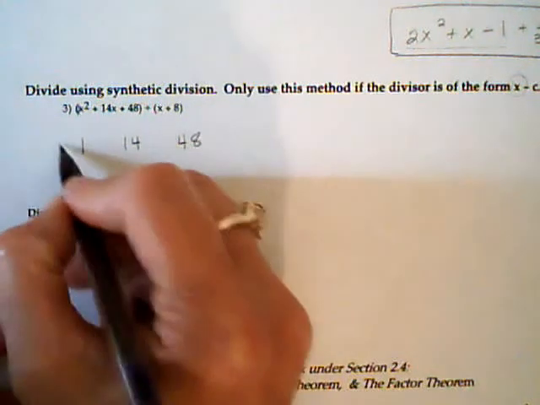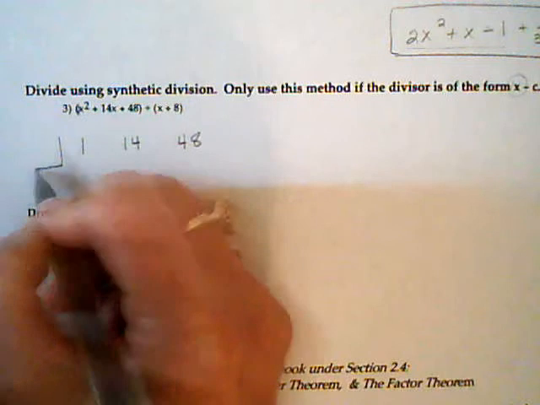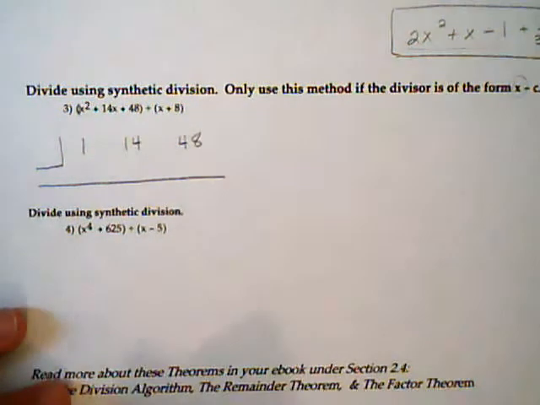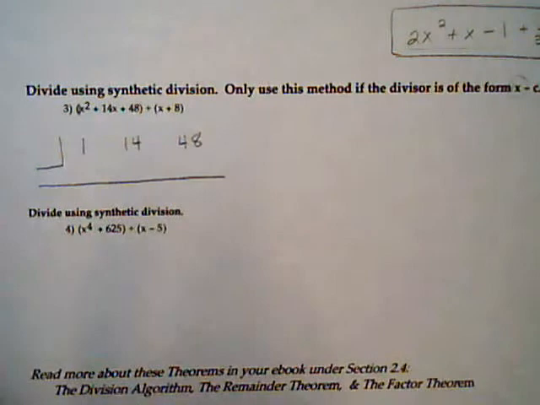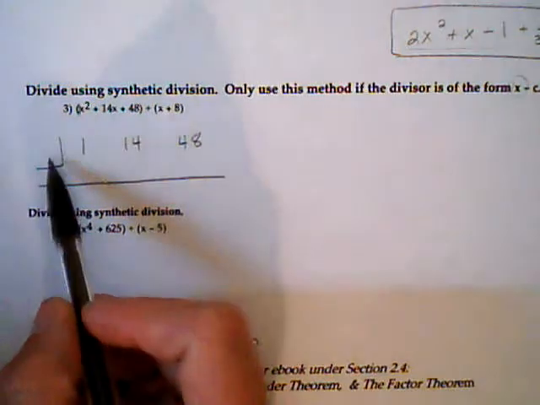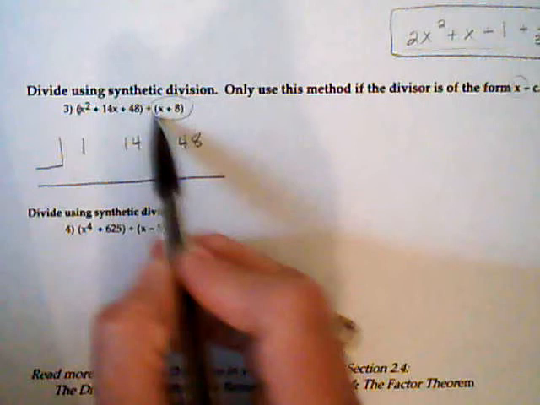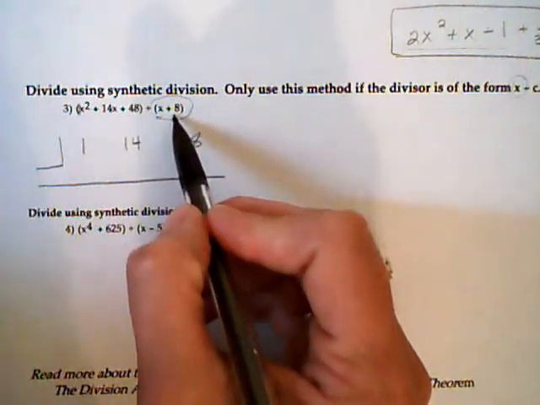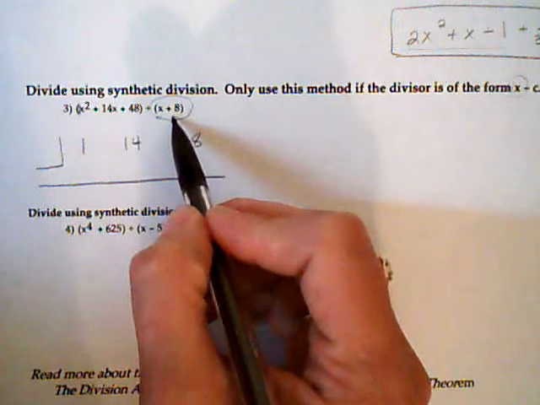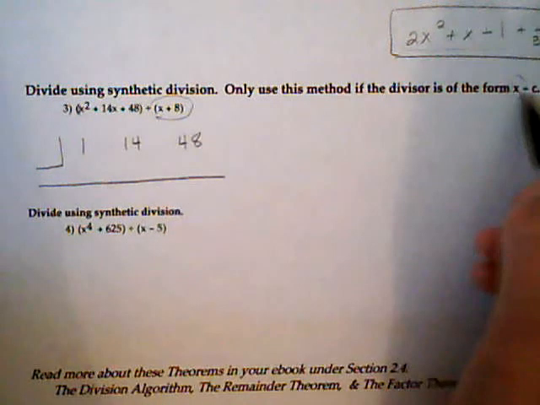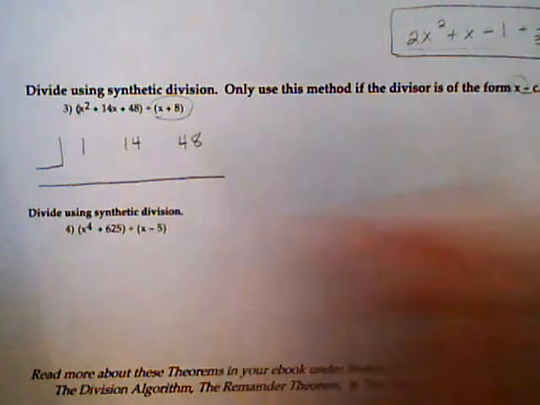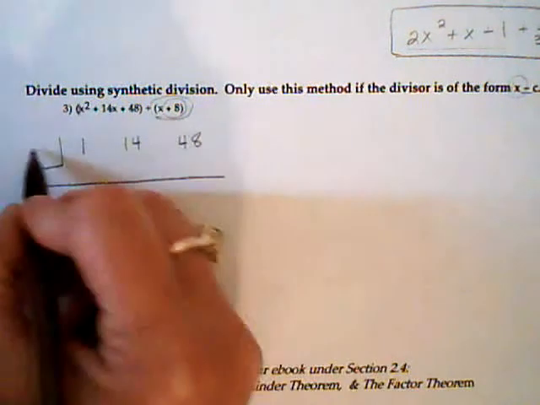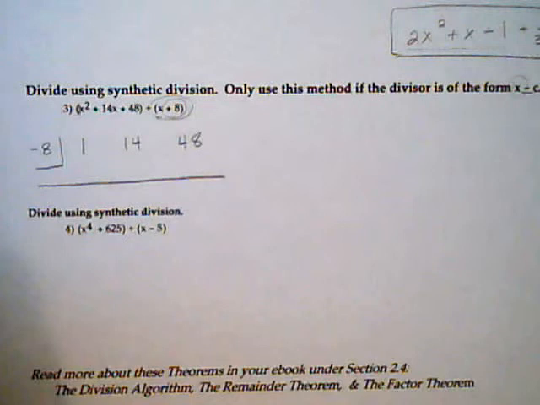Okay, so then I'm going to draw a box to the outside, skip some space underneath, and draw a line. What I'm dividing by here is of the form x minus c, so that means my c value would actually be negative 8, since we said of the form x minus c. So in my words, I say we always change the sign of this number, so that would be negative 8.